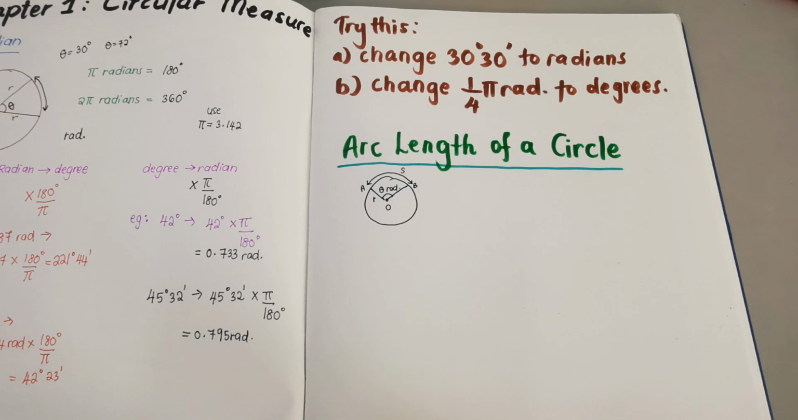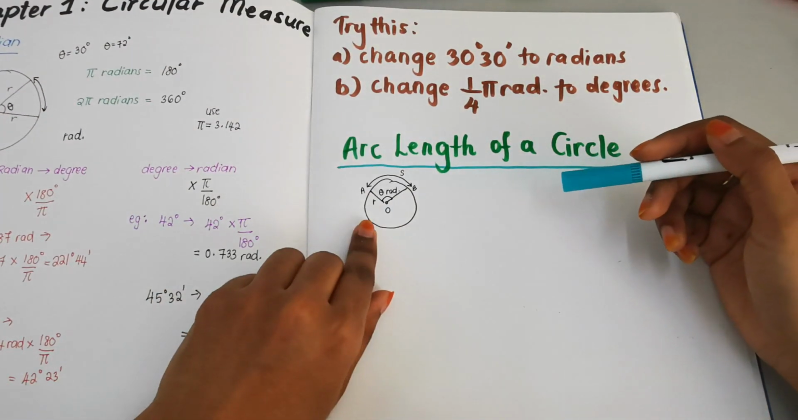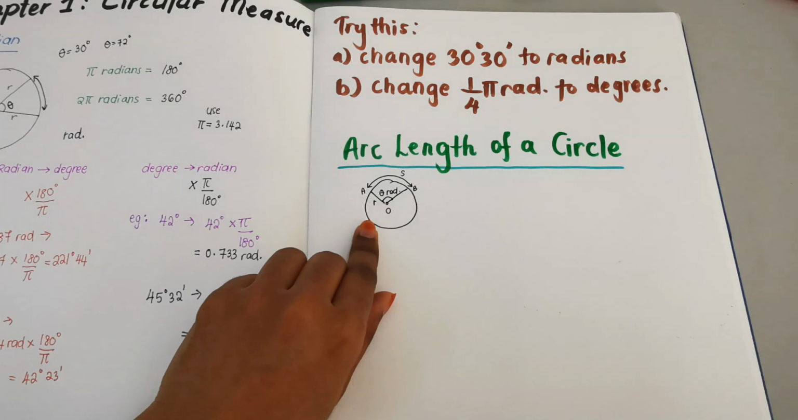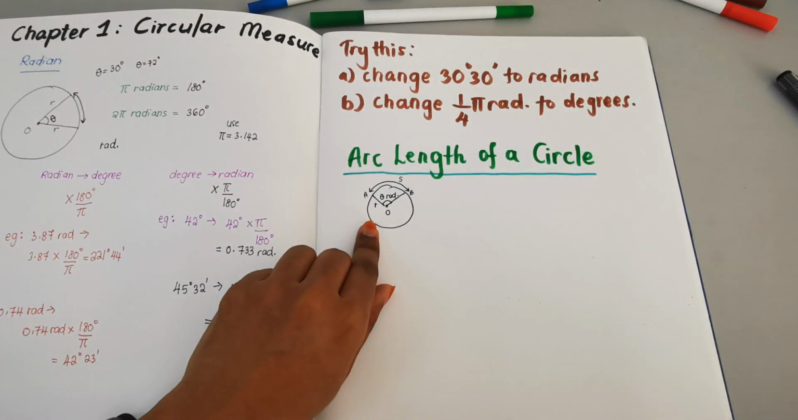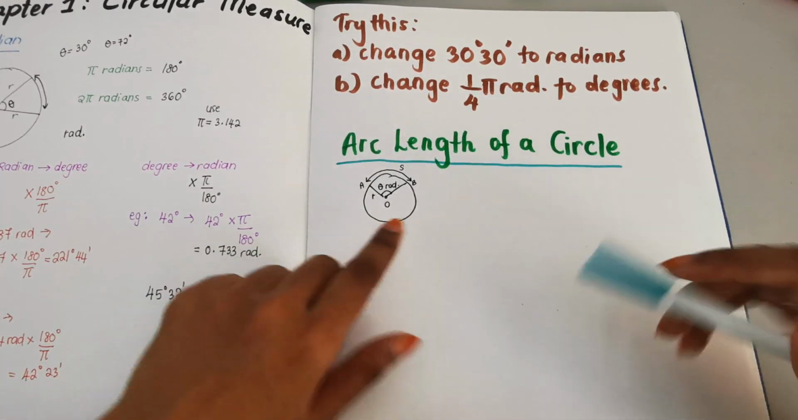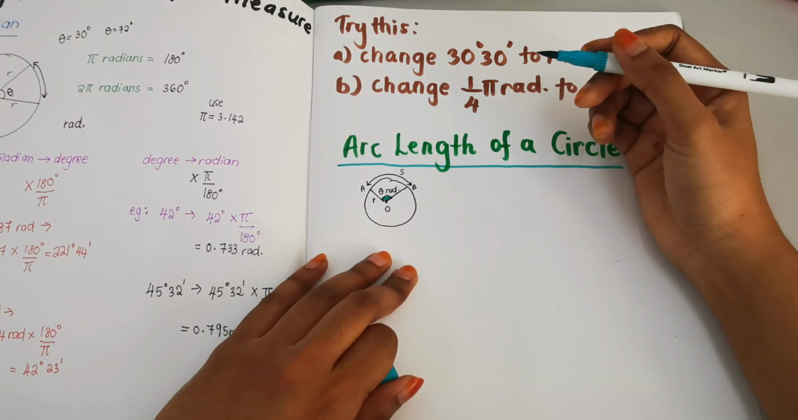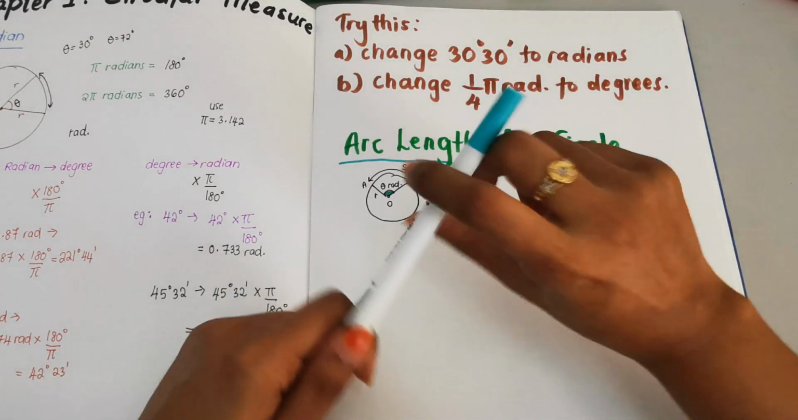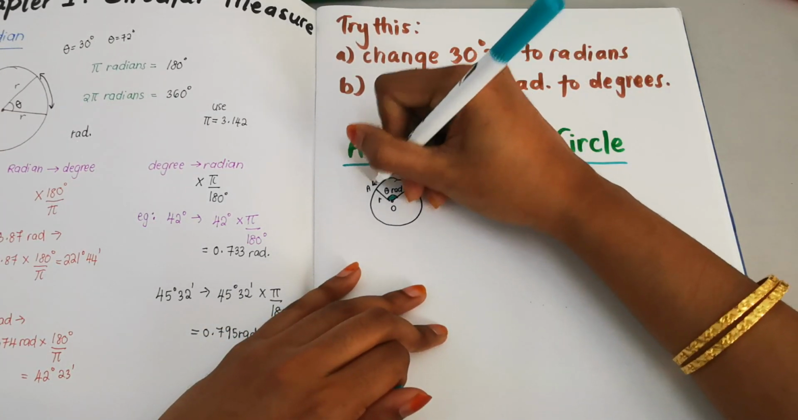I hope that you have written down your answers. Now let's move on to arc length of a circle. If you can see in this case, I've drawn a circle. Let me just zoom a little bit for you. As you can see, the angle in the middle is theta radian, and the arc length is this part, the length from A to B.